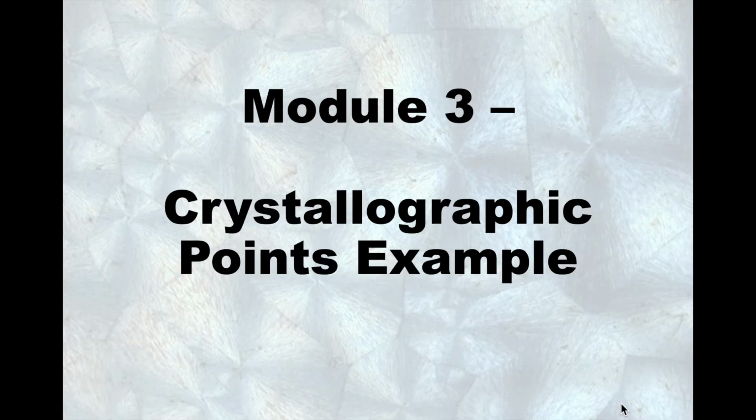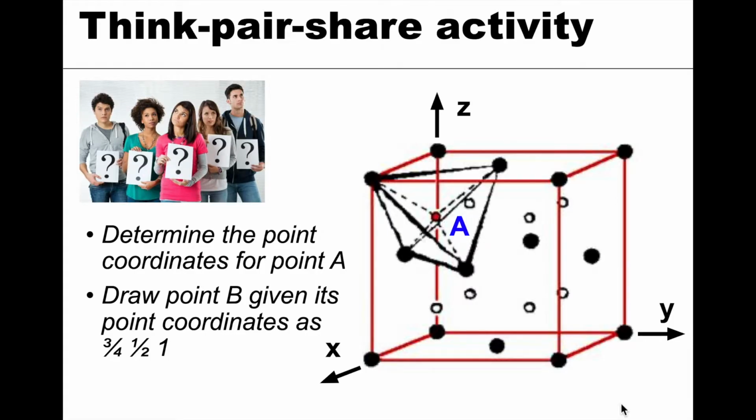So now let's look at an example involving crystallographic points. This one will be in your quiz. I've got an image here, and I've got the label for point A as the red circle. So this is point A, and then I also want you to draw a point as well.